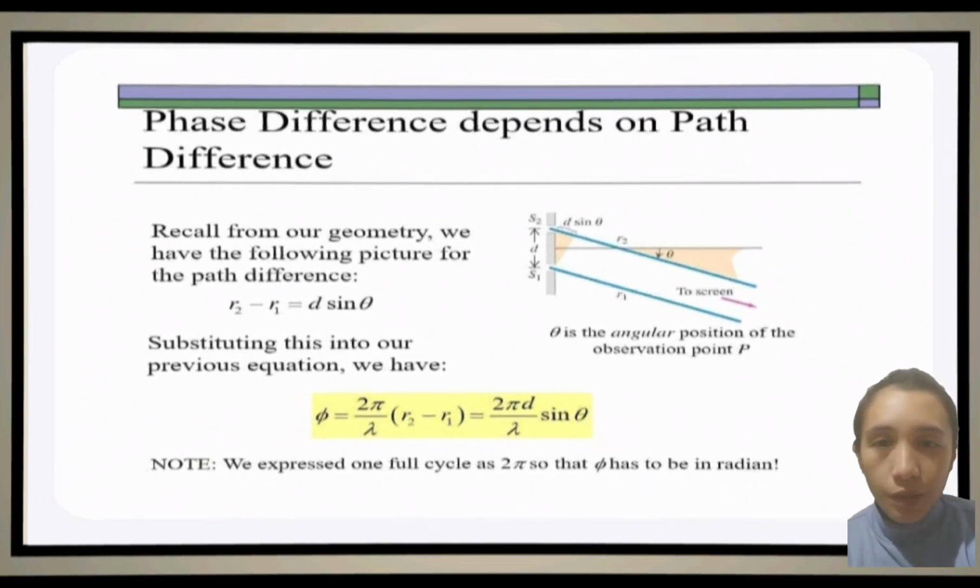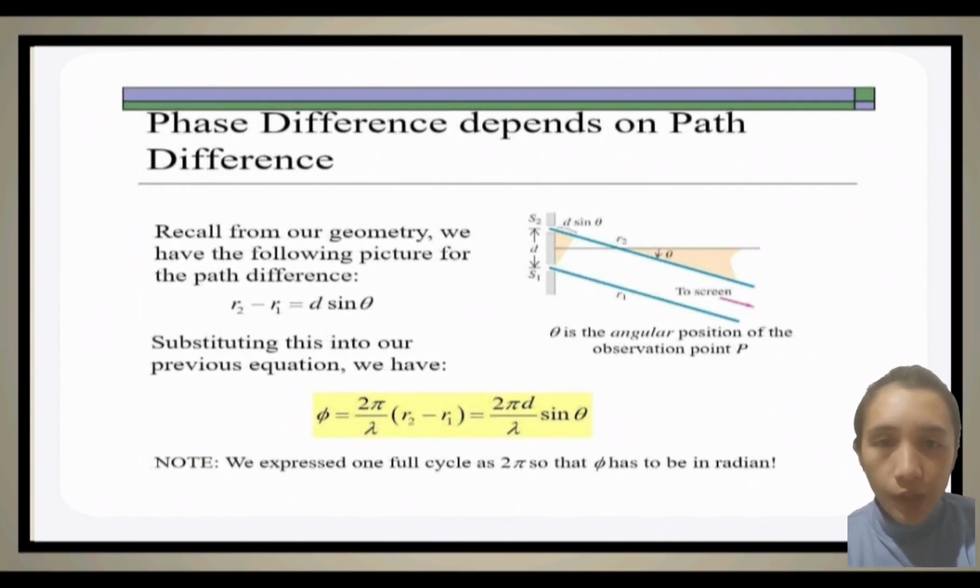Although the waves are in phase at the slits, their phase difference at P depends on the path difference. In the equation, path difference is equal to r2 minus r1, or ray 2 minus ray 1, equals d sine theta. A path difference of one wavelength for constructive interference corresponds to a phase difference of 2 pi radians. A path difference is the same fraction of a wavelength as the phase difference is over 2 pi.